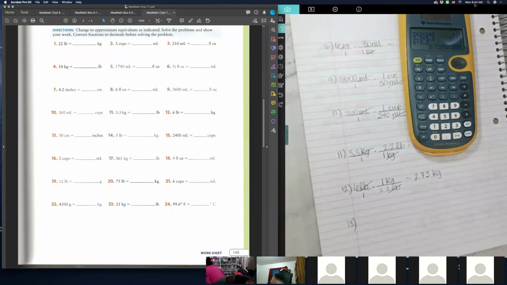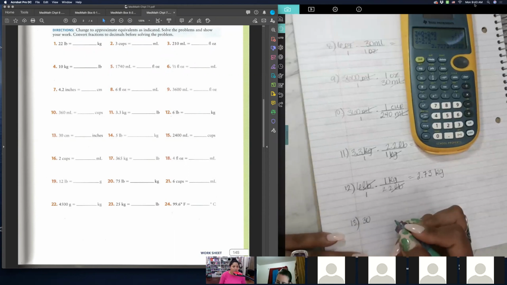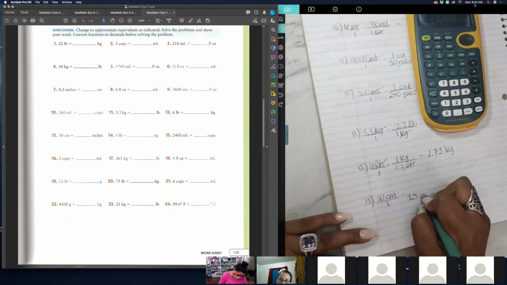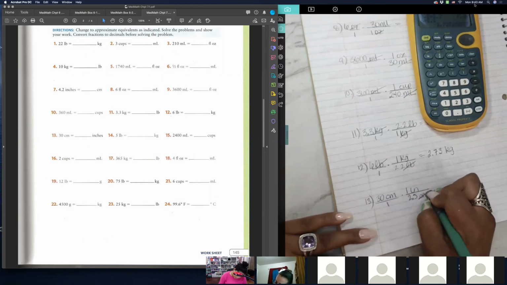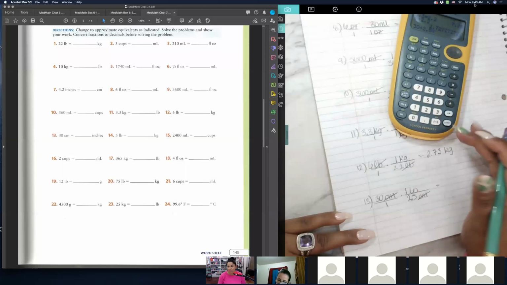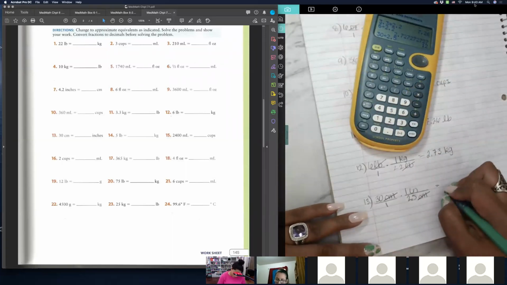All right, number 13. Give me 1 second. Number 13 is asking us to convert 30 centimeters to inches. Okay, so 30 centimeters. There's 2.5 centimeters per inch. So all I'm going to do is take that 30 and divide it by 2.5. And that's going to give me 12 inches.